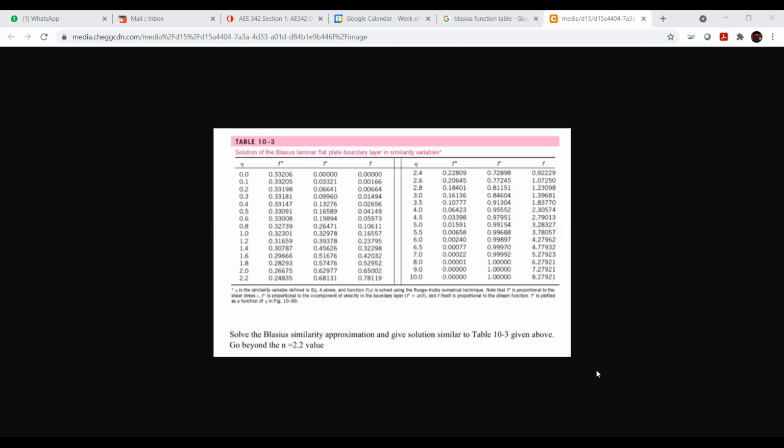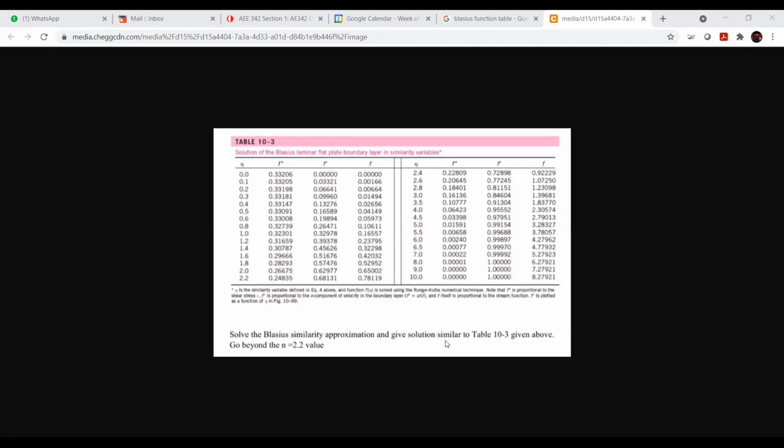And it says in the small text down here, eta is the similarity variable. So we have already seen that. And the f of eta function is solved using the Runge-Kutta numerical technique. And f double prime is proportional to shear stress, f prime is proportional to u over u infinity, and f itself is proportional to the stream function as we defined it in the class. And the plot, we have already seen it in the class.